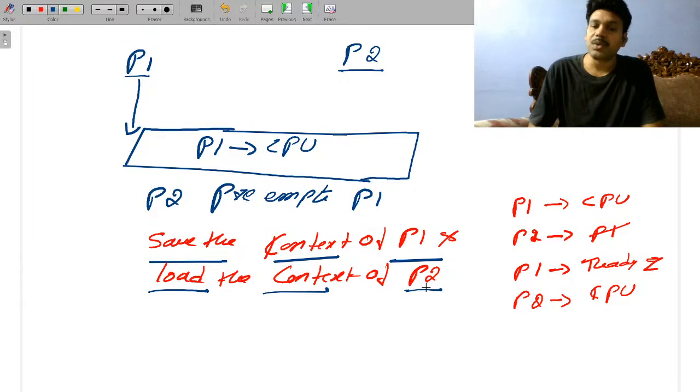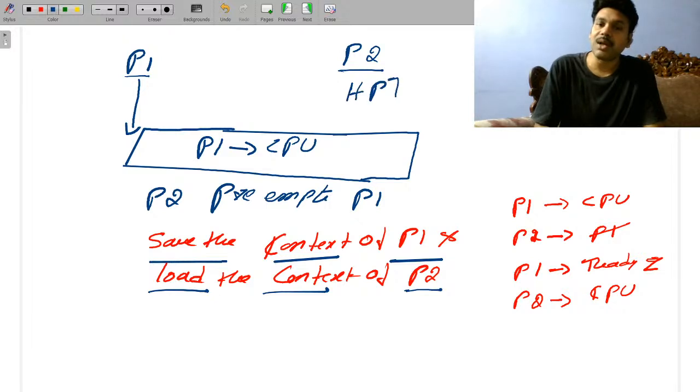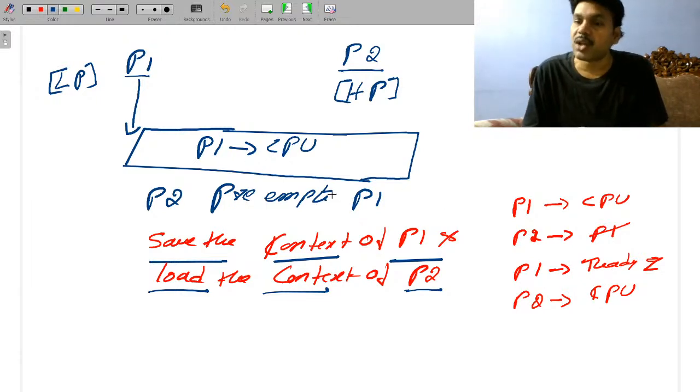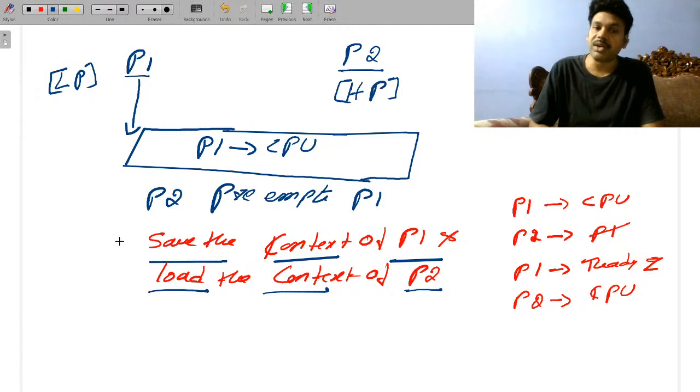Because a new process would like to occupy the CPU, and if it has higher priority than P1, what is going to happen? P1 is going to be suspended as it has low priority, and P2 is going to occupy the CPU. P1 will be sent back to the ready queue, as P1 has not completed its execution and it is still pending. That's why you need to save the context of the process.